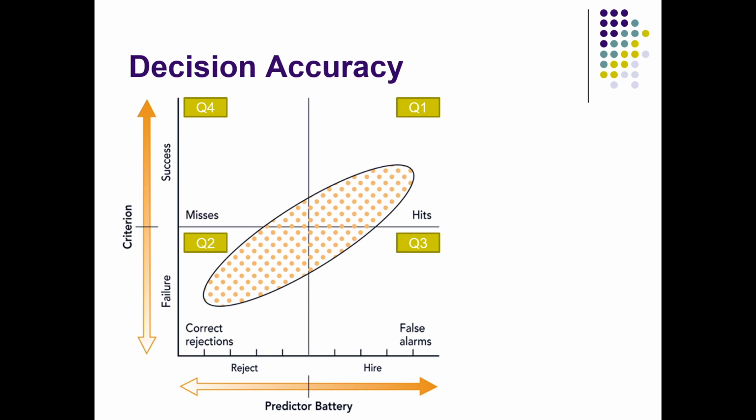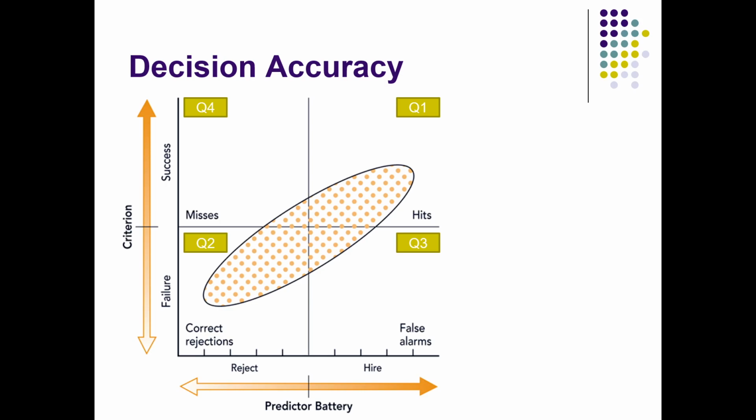Quadrant 3 represents what we call false alarms. These are applicants that we hired and we shouldn't have hired them. And then we have quadrant 4, which is what we call misses, which are people who were qualified and we should have hired, but we didn't. We passed on them. So you see across the x-axis the predictor battery, and we have that decision of either reject or hire. And then we have the criterion along the y-axis, and the criterion either is a failure or it's successful.